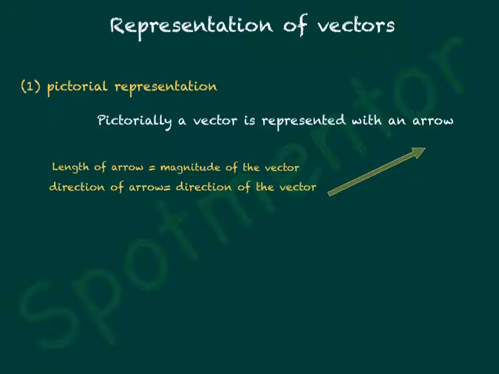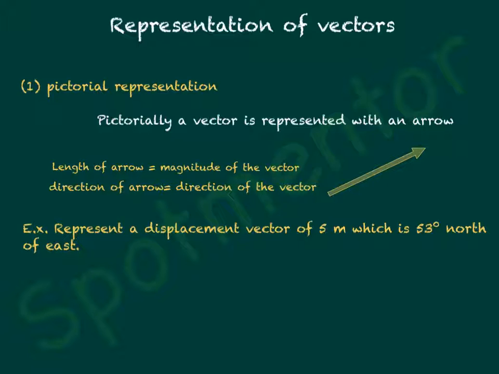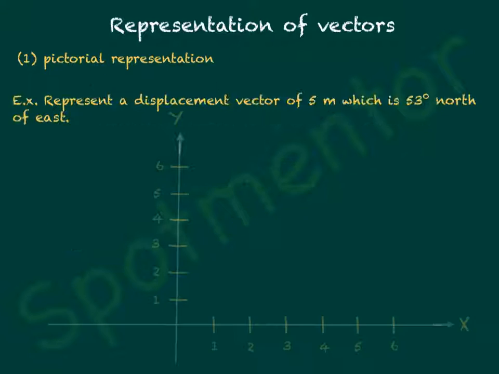So let me take an example in which I'll explain how to represent a vector if you know the magnitude and direction. Like in this question, there is a displacement vector of magnitude 5 meters and it is making an angle 53 degrees north of east. How will we represent this vector?